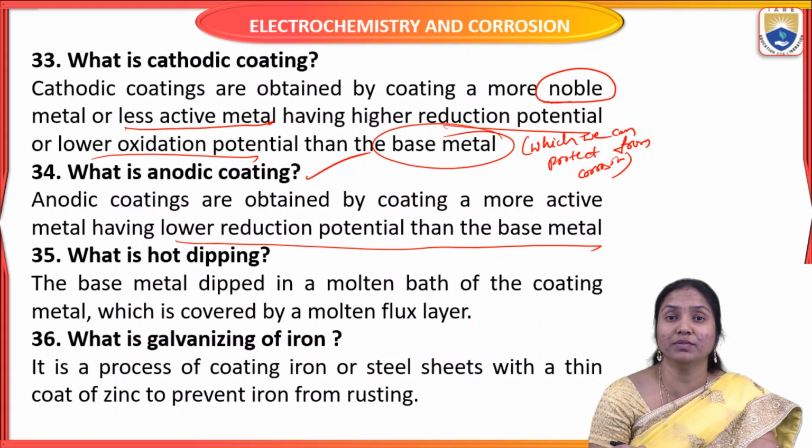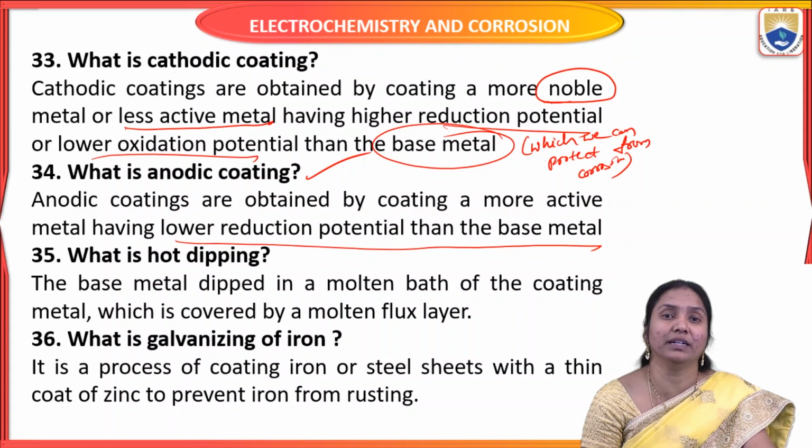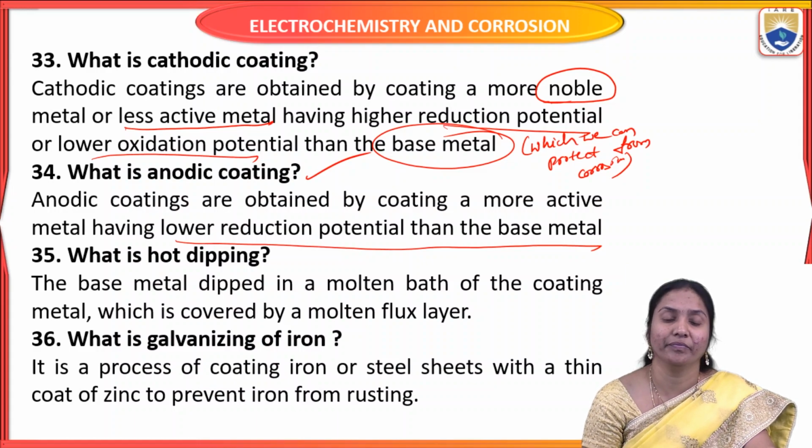Cathodic coatings means they are having noble metals or high reduction potential, less active than the base metal. But here, anodic coatings means these are the more active metals than the base metal. That means lower reduction potential. So in that case, the coating metal acts as anode and the base metal acts as cathode. So corrosion is always concentrated in the anodic area. So the base metal is protected from corrosion. For that purpose we apply this type of coatings, anodic coatings, on base metal.